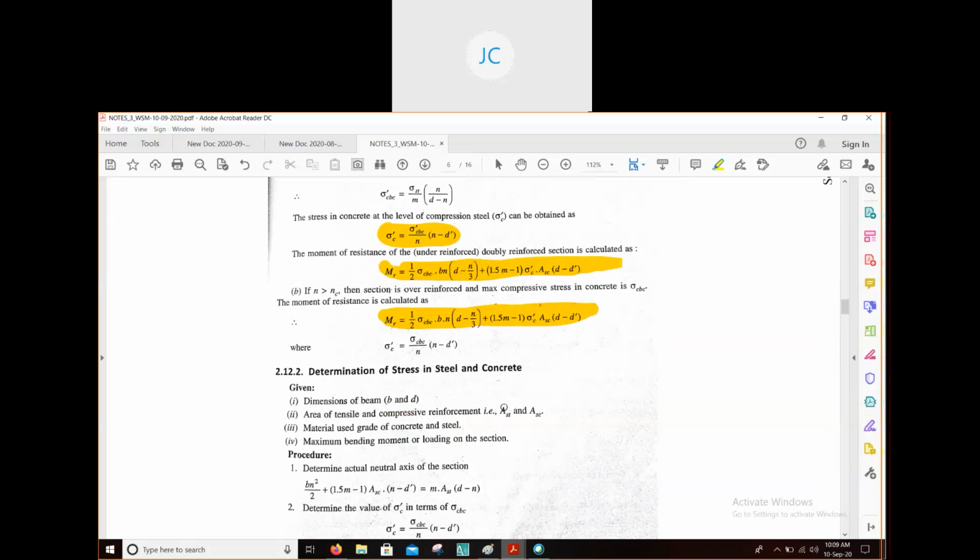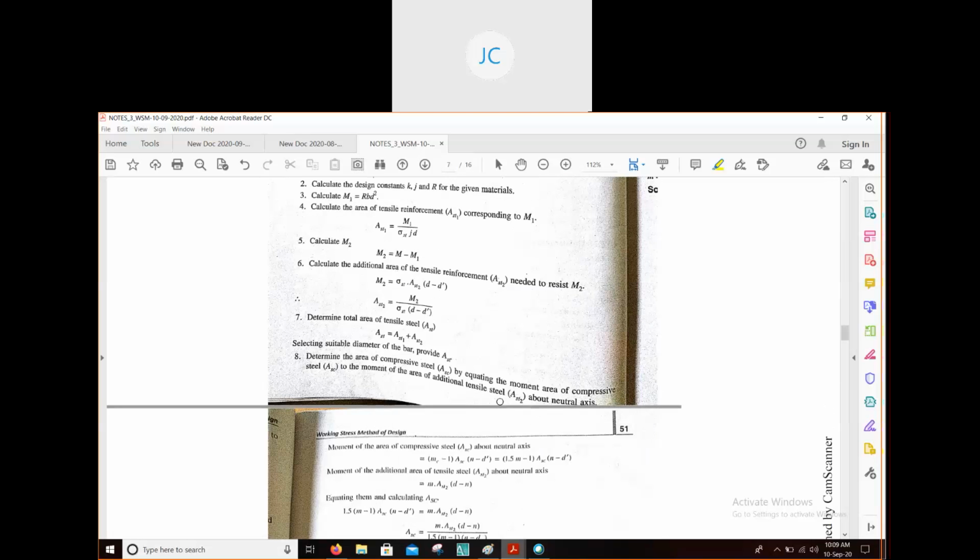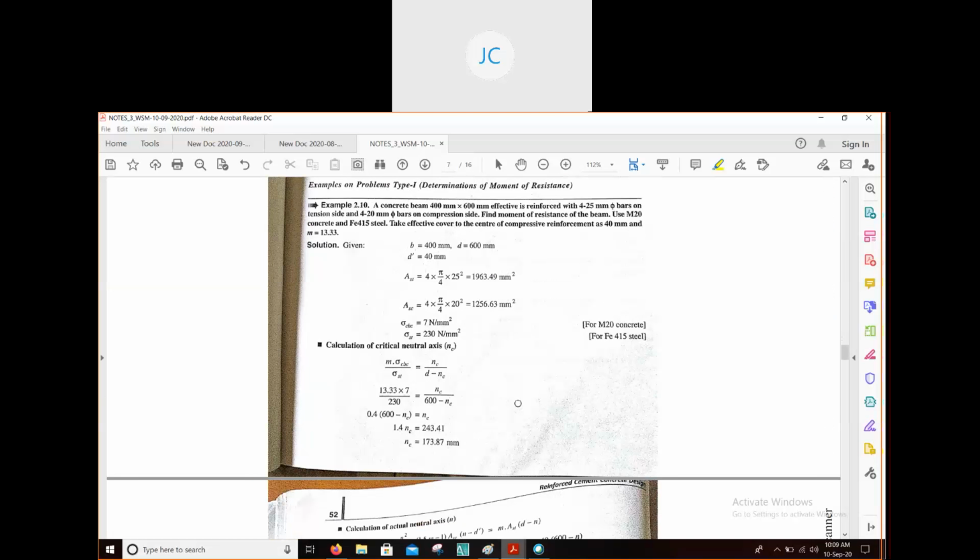When we solve the numericals, it will be better to understand. So let us go to the numericals. First numerical. See this numerical first. Examples of problem type 1, determination of moment of resistance. And one thing, those who are attending the first class, if you are absent in the second class, you are not getting the attendance. If you want to get the attendance for both the classes, you have to attend both the classes.